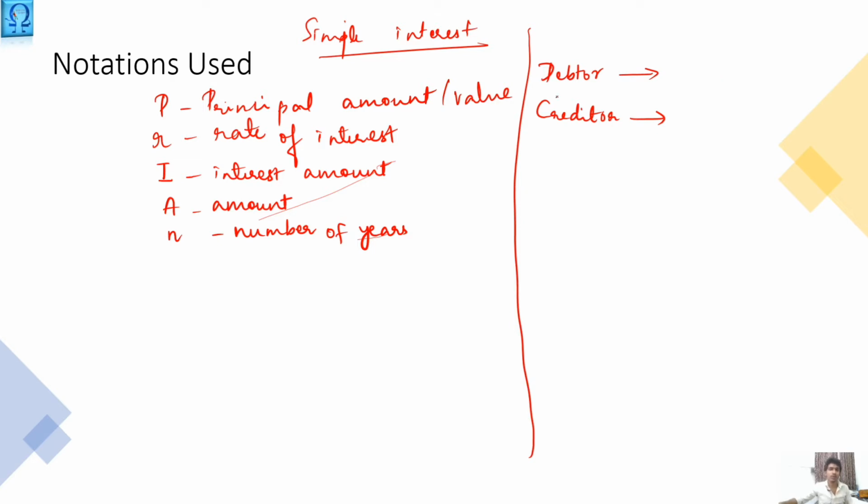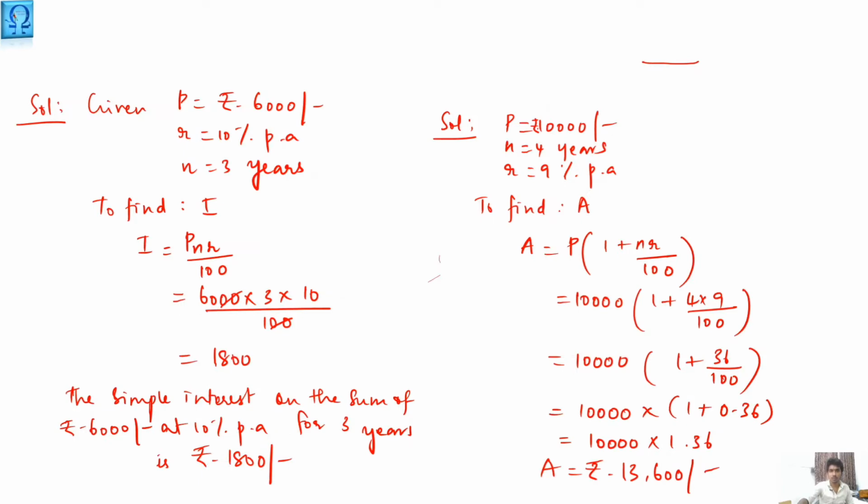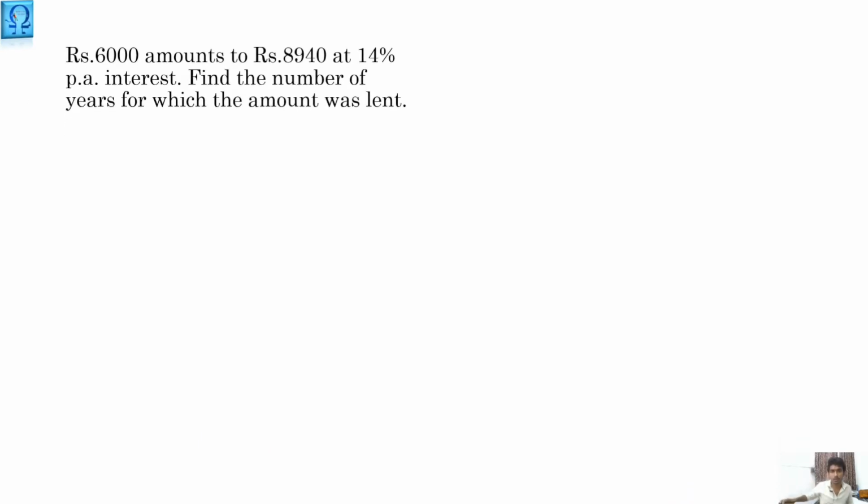So when we look at it as a third person, whom do we call debtor and whom do we call creditor? The person who borrowed money is called the debtor, and the person who lent the money is called the creditor. Right? So now we shall proceed and do the other problems.